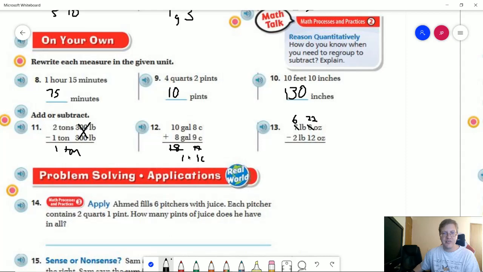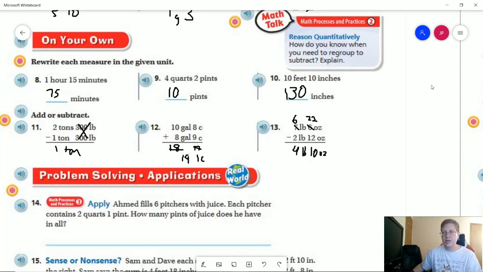And so that will give us a final answer of 19 gallons and 1 cup. For this one, I'm going to have to take my 16 ounces in a pound, add that to my 6, and change this to 22 ounces to do 22 minus 12, which is going to give me 10 ounces. And then I would be doing 6 minus 2 to get 4 pounds. So my final answer is going to be 4 pounds, 10 ounces.